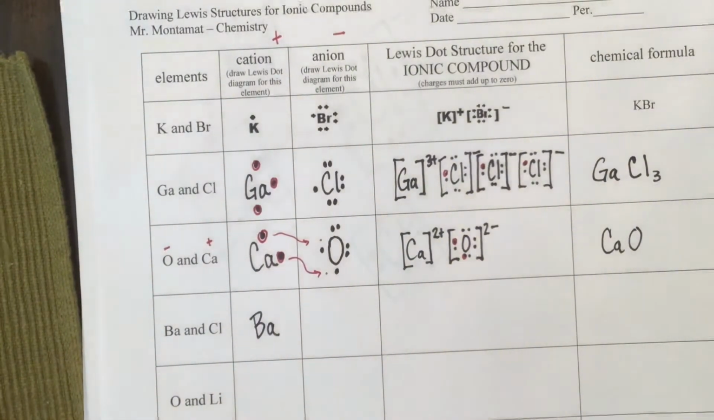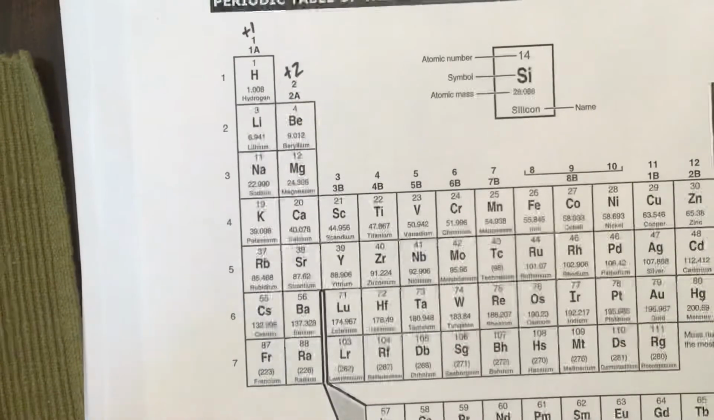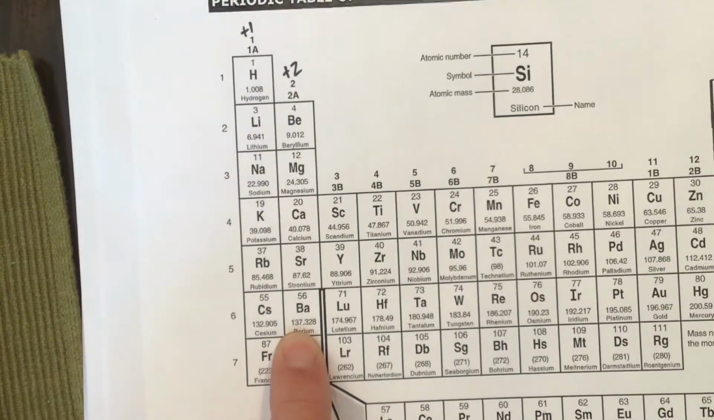All right, and barium, let's find barium on the periodic table. Where is barium? Why, there it is right down there. You know why it's down near the bottom? Because it's barium.